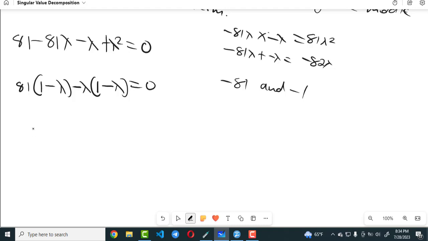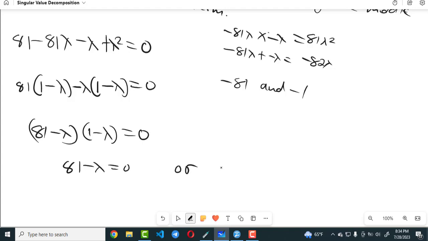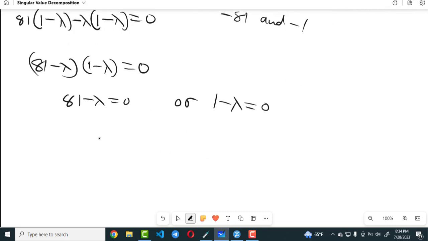Now what we can do, we can write our polynomial as (81 minus lambda)(1 minus lambda) all equal to 0. So now we can form an equation where 81 minus lambda is equal to 0, or 1 minus lambda is equal to 0. Therefore, for a scalar, minus lambda is equal to minus 81, in which we divide by a negative 1.